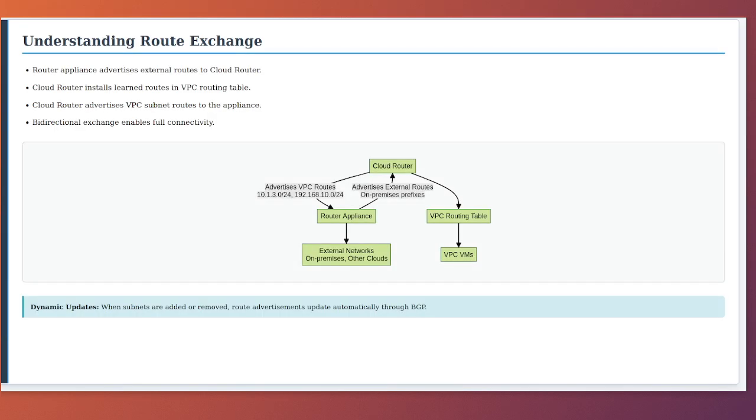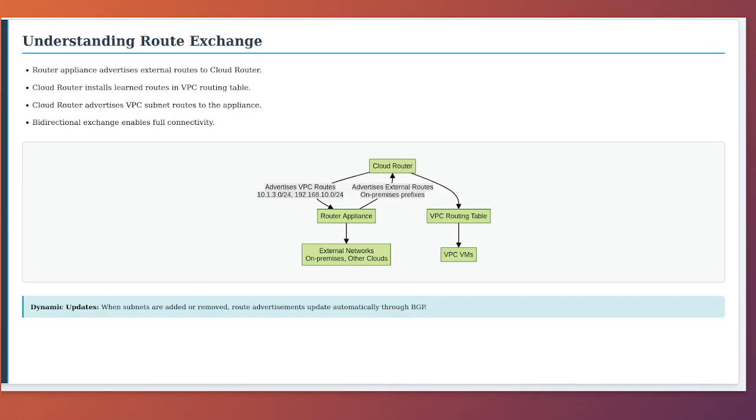Understanding route exchange. With BGP sessions established, let us understand how routes are exchanged between the cloud routers and the Router Appliance instance. This route exchange is the mechanism that enables connectivity between your VPC networks and any external networks reachable through the appliance. When the Router Appliance advertises routes to the cloud router, those routes are installed in the VPC network's routing table.